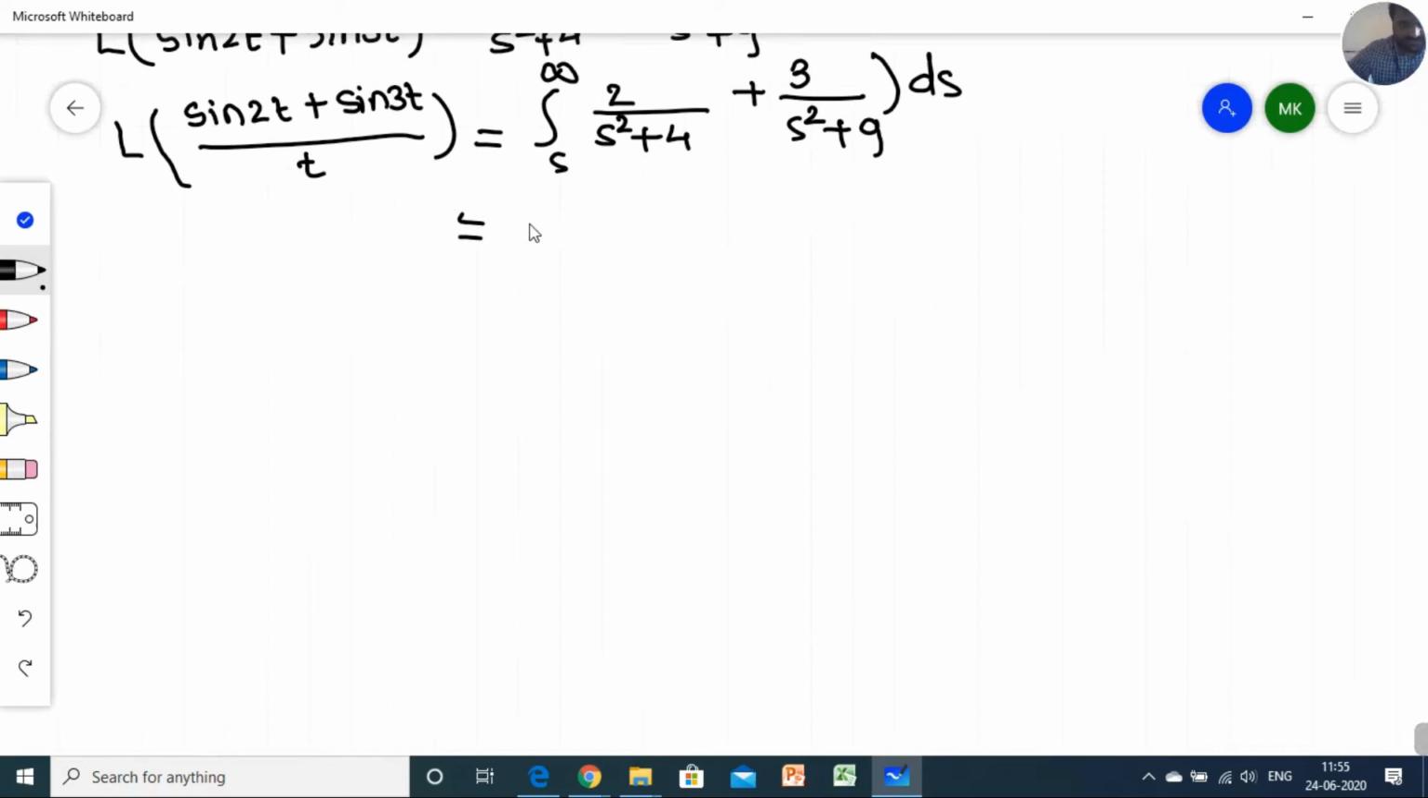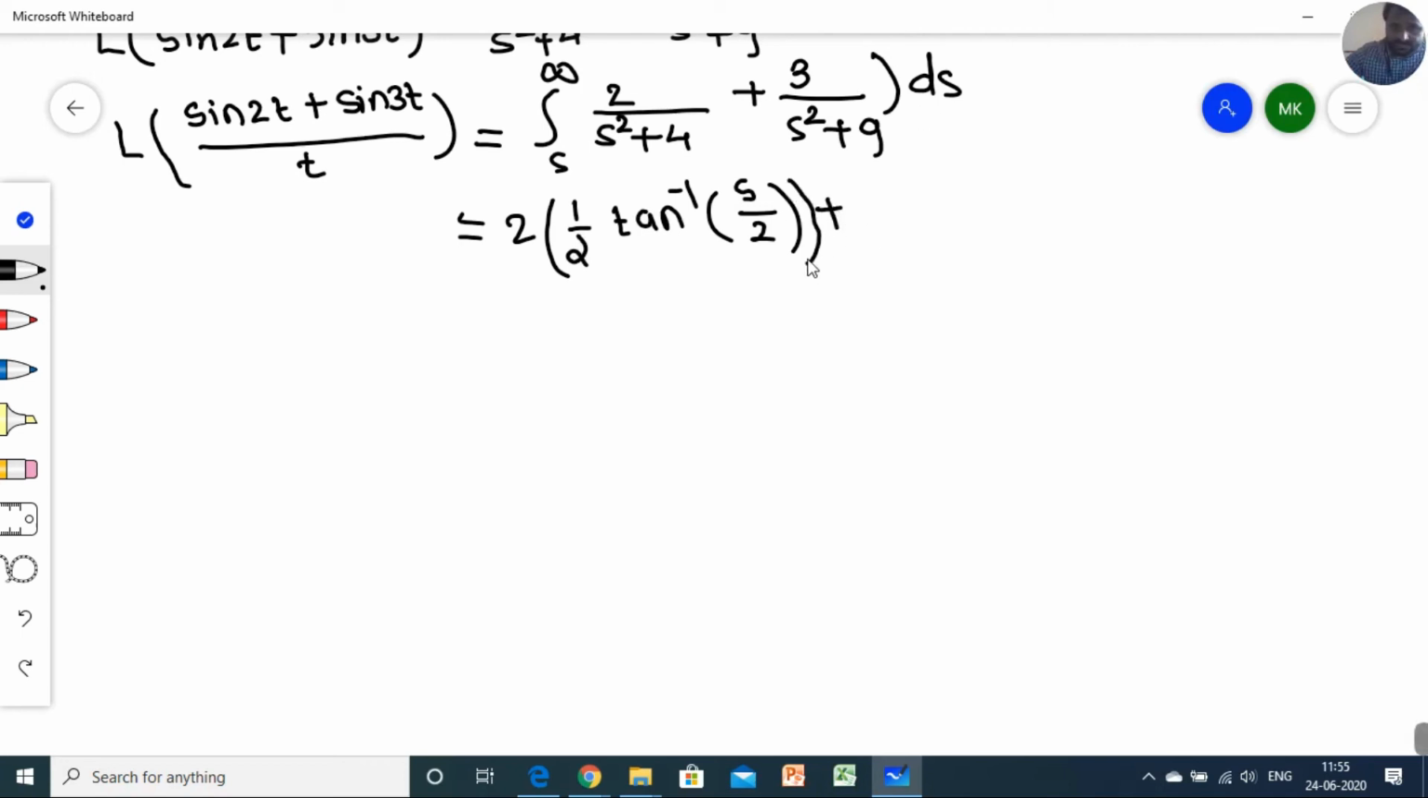While taking this part, this will become 2 as it is. Here I am taking 1 by 2 tan inverse of x by a, meaning s by 2, because if I compare this part with the above part, that is integral 1 upon x square plus a square into dx, which is equal to 1 by a tan inverse of x by a. So my a will be 2 here, so 1 by 2 as it is, tan inverse of s by 2.